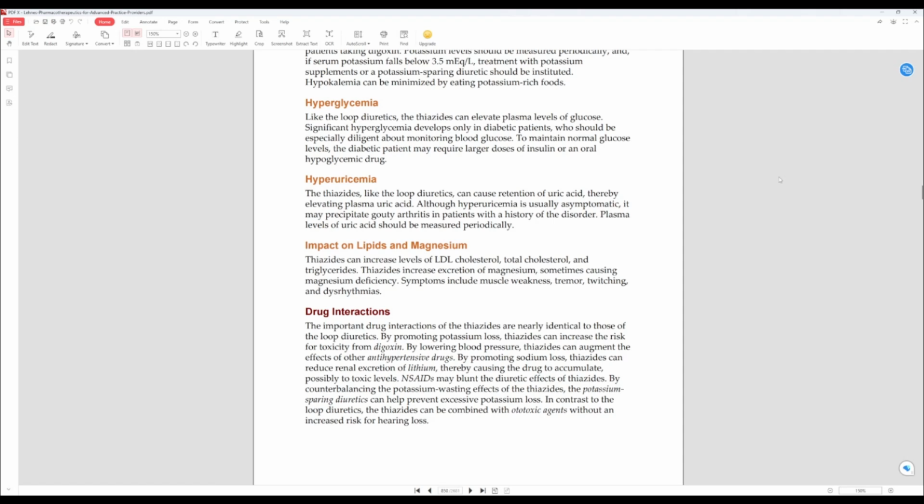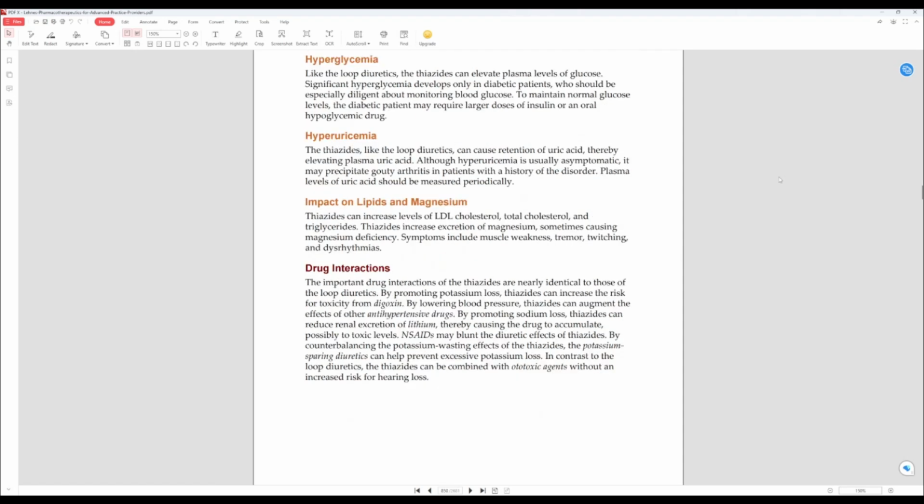Hyperglycemia. Like the loop diuretics, the thiazides can elevate plasma levels of glucose. Significant hyperglycemia develops only in diabetic patients, who should be especially diligent about monitoring their blood sugar. To maintain normal glucose levels, a diabetic patient may require a larger dose of insulin or an oral hypoglycemic drug. Hyperuricemia. Again, the thiazides, like the loop diuretics, can cause retention of uric acid, thereby elevating plasma uric acid.